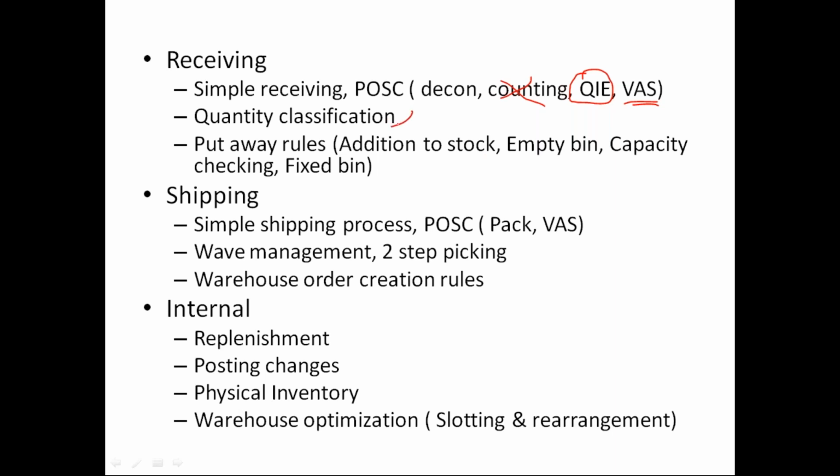If I receive pallets, I want to place them in one storage type. If I am receiving cartons, I want to place them in another storage type. Even that can be achieved with quantity classification. And obviously you have different put away rules: addition to stock, empty bin, capacity check, fixed bin. There are different put away rules available, like what we have in WM.